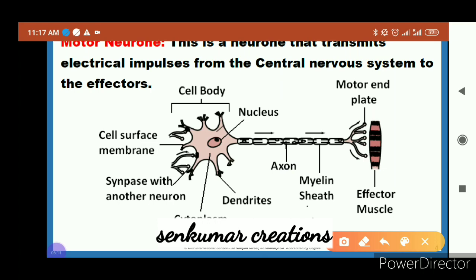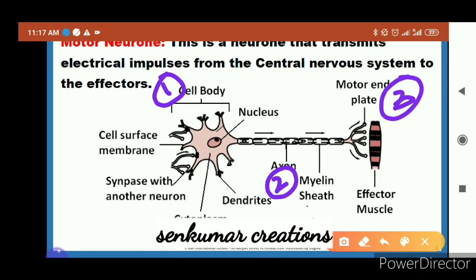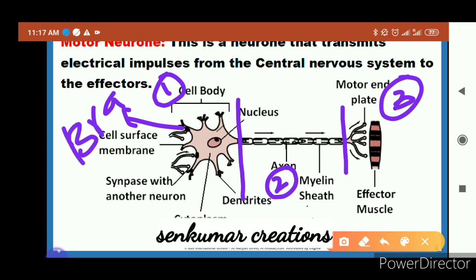So you can see the cell body is the first part, the axon is the second part, and the end plate is the third part. Okay, we can divide this into three parts. This is part 1, this is part 2, this is part 3. Part 1 joins with the central nervous system, or we can call it the brain.